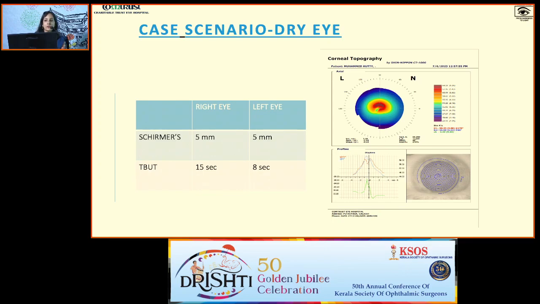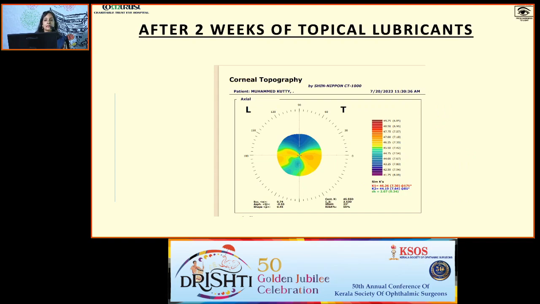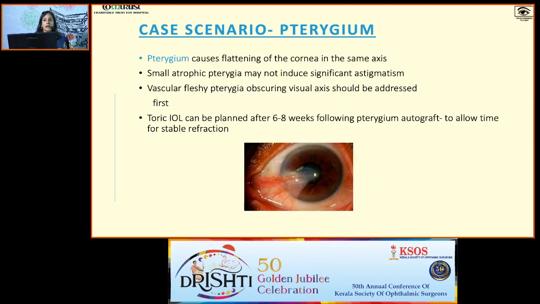This is the topo of the left eye. So you can see the T-butt is at just 8 seconds. The same patient, after 2 weeks of topical lubricants, the cornea topo looks perfectly all right. Now this, I'll just take a couple of minutes more.